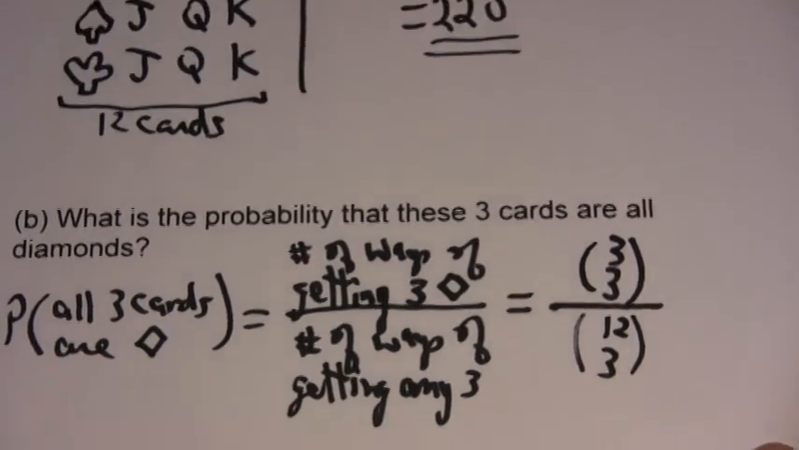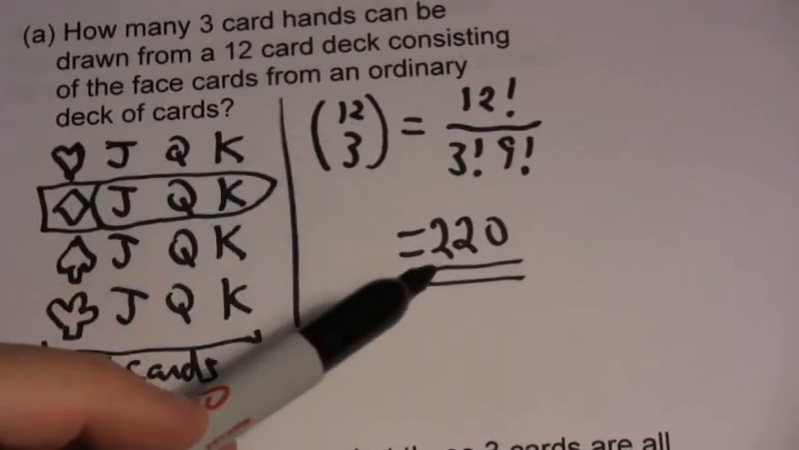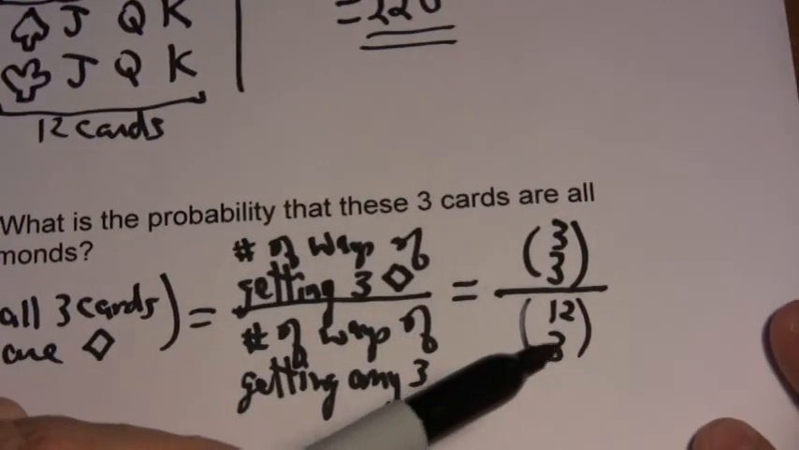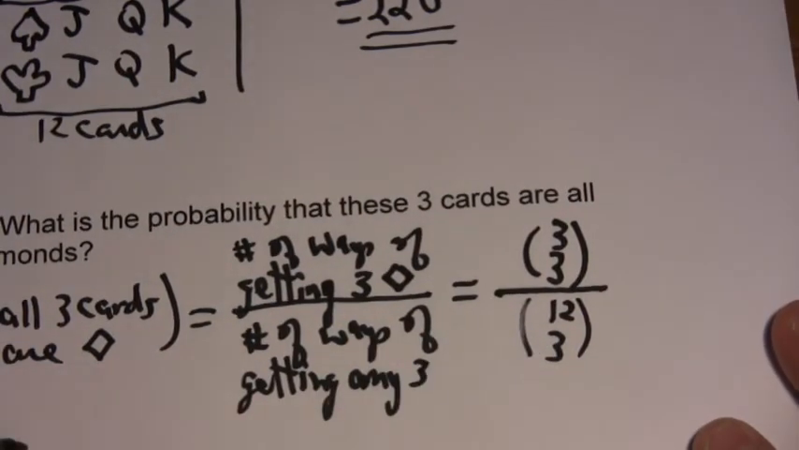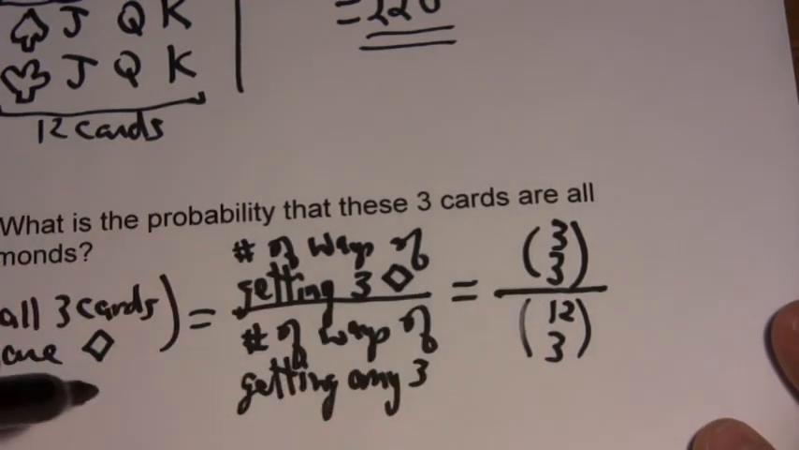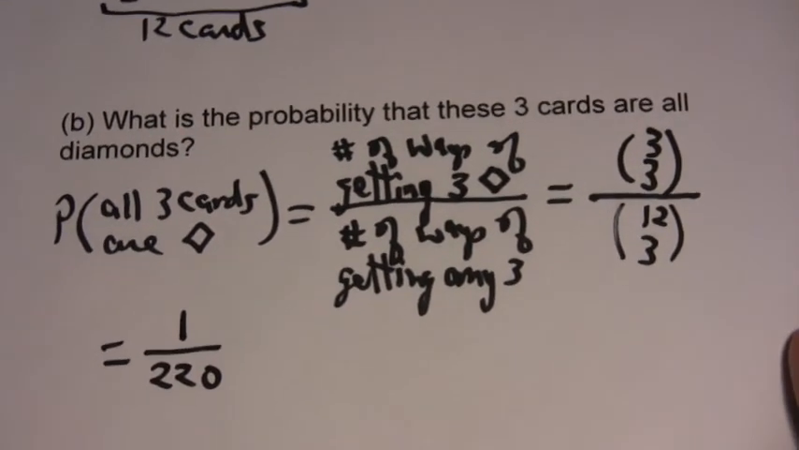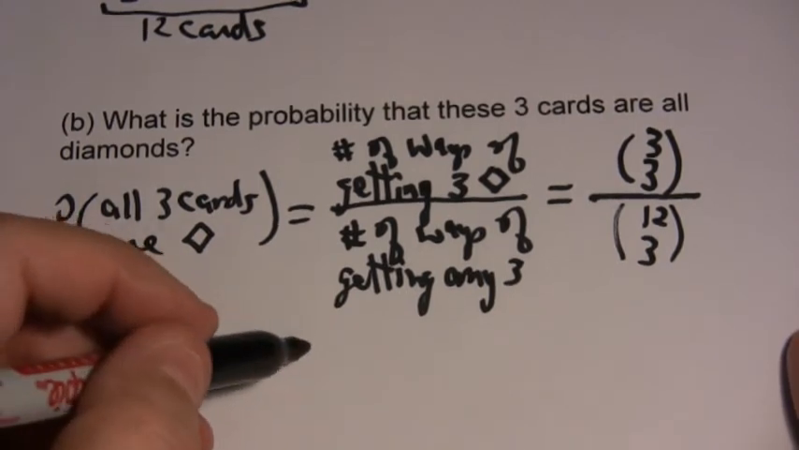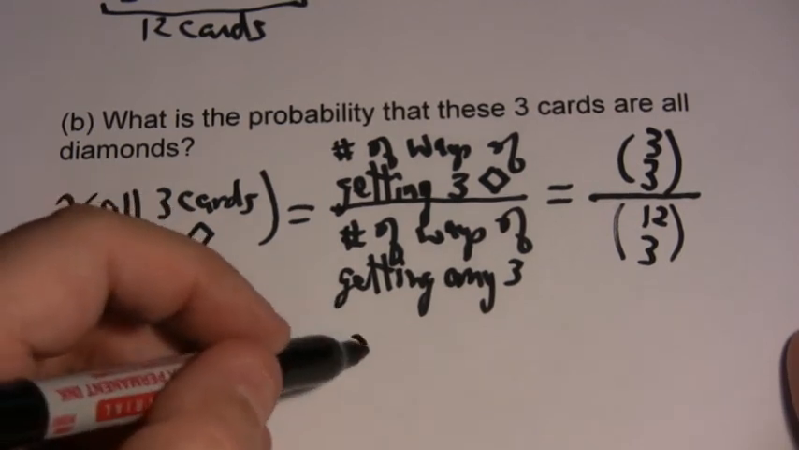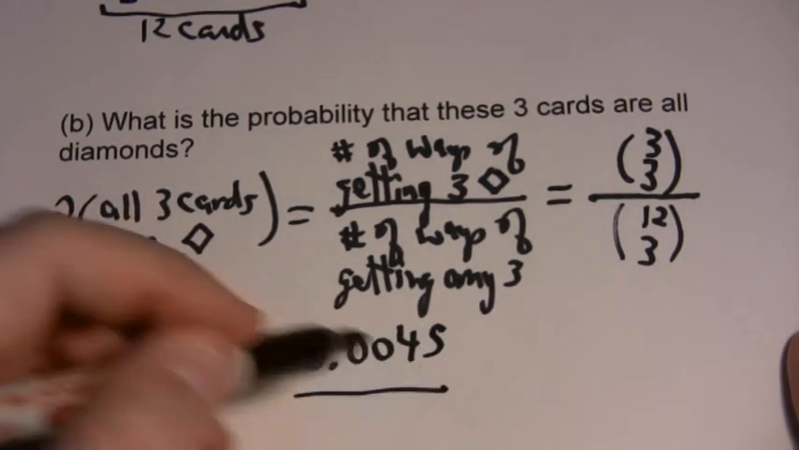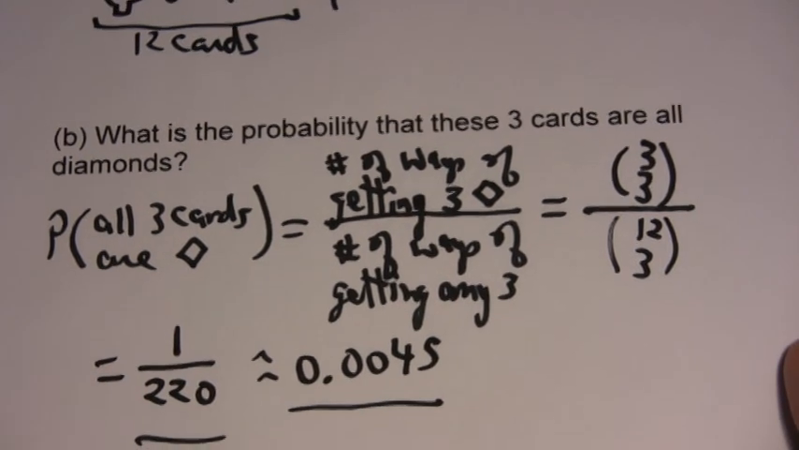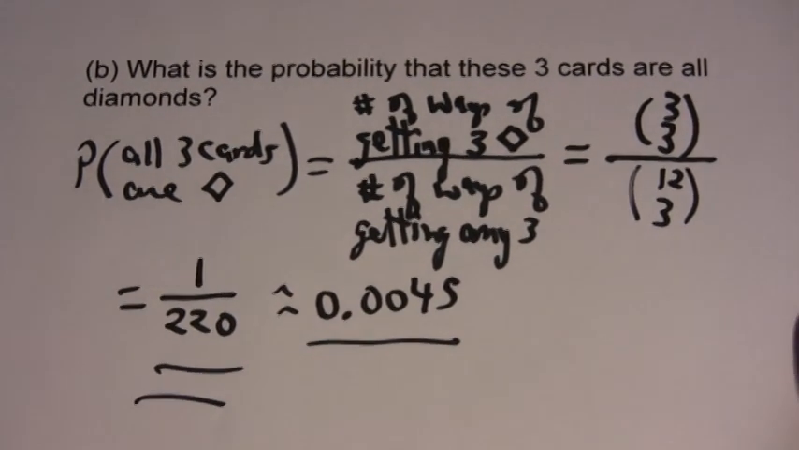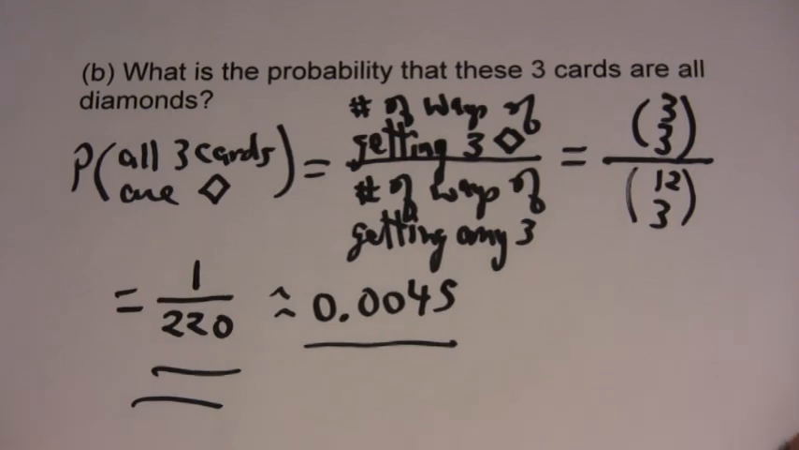Now remember, we just calculated the number of ways of getting 3 things from 12. That's 220. So what we've done is we've already shown that the denominator is going to be 220. And as I just said, the numerator is going to be 1. If you don't believe me, use your calculator and do that calculation. Again, you might leave the answer like that, but if you do want to change it to a decimal, you get 0.0045. So the probability of getting all three diamonds is fairly low.